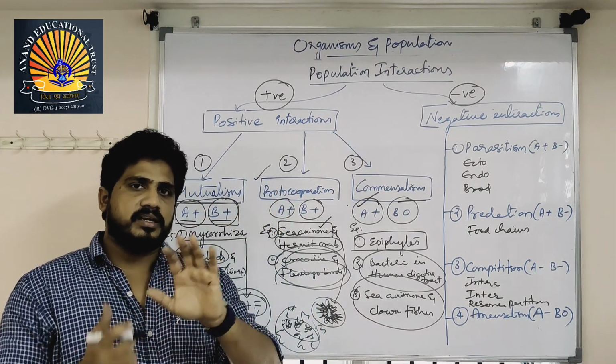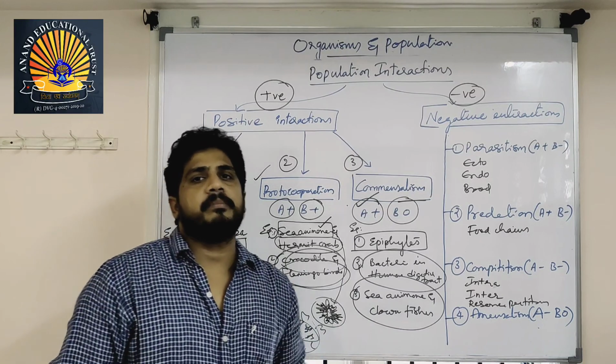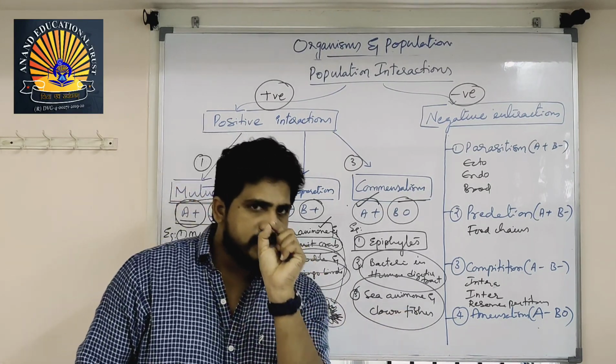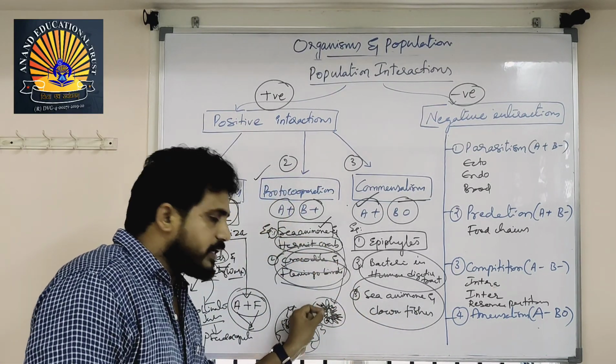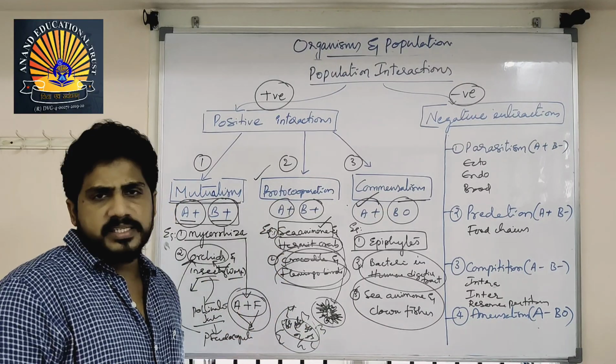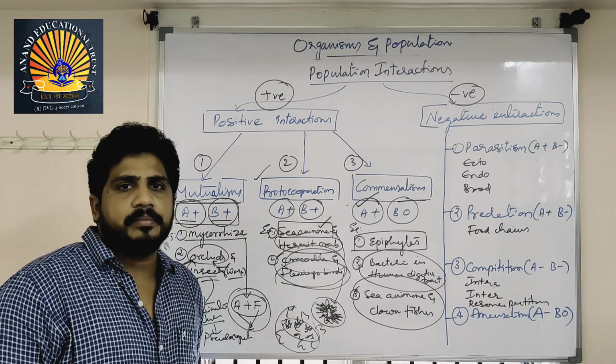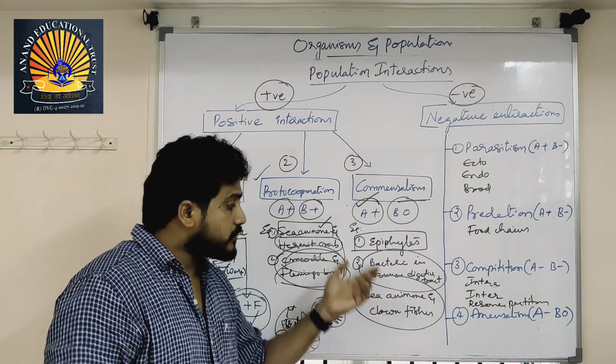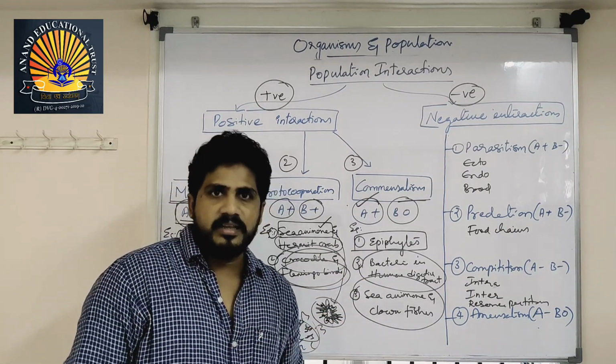If the clownfishes are living alone, bigger fishes will come and eat them. These clownfishes are very small fishes. They are present in between the spines of the sea anemone. So because of that sea anemone, they are getting protection. Because of the clownfishes, the sea anemone is not getting any benefit.